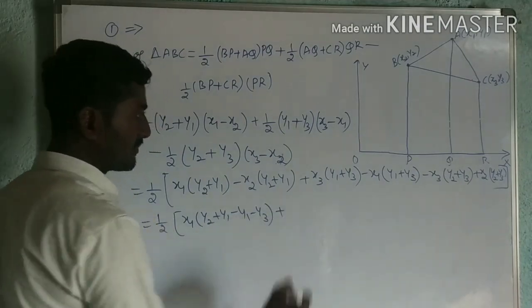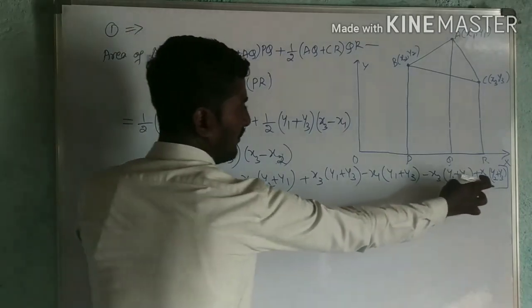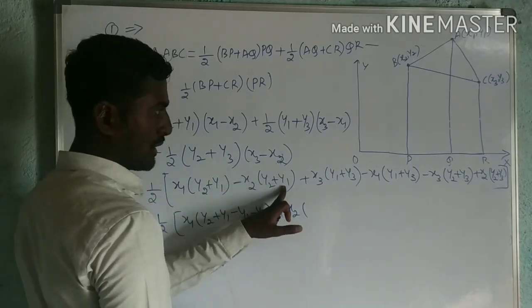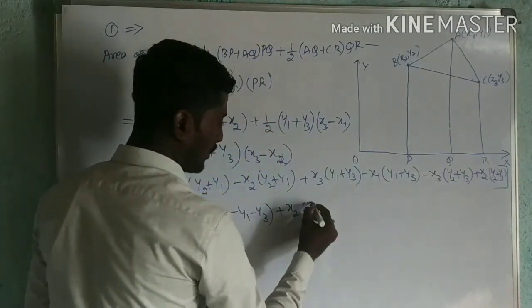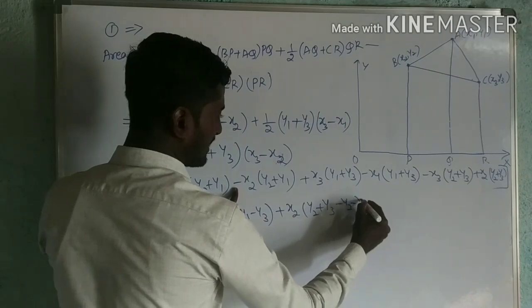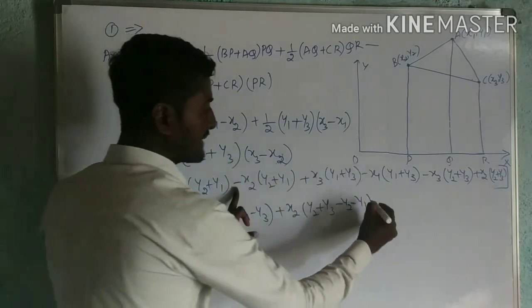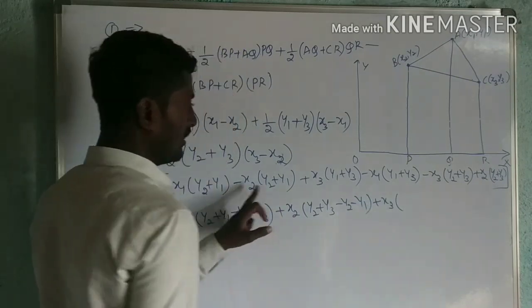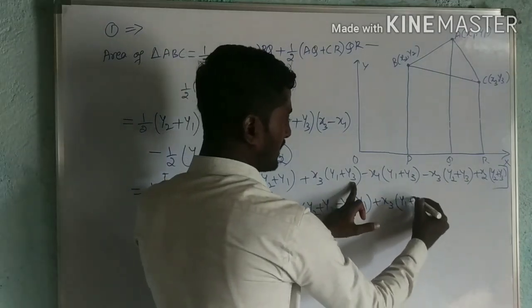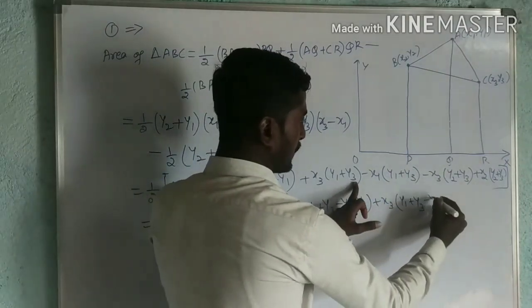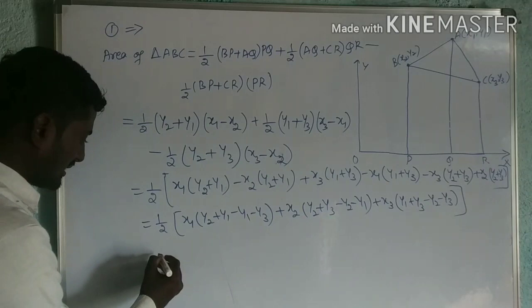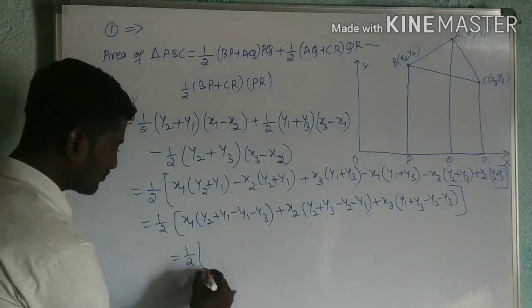Okay, plus. Now for these two terms, the last and this term, I will take x2 common. Here is minus y2 minus y1, here y2 plus y3. Now here minus y2 minus y1. x2 term more. Then x3 term. This one and this one. So here x3 taken outside, y1 plus y3, minus y2 minus y3. Okay, square bracket. Now this is equal to 1 by 2 into x1.